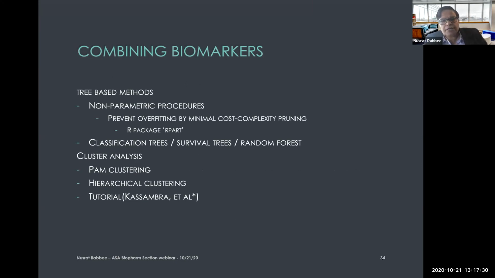And these are usually greedy algorithms, so it's a divide and conquer strategy. I use first the R package rpart, which is very rudimentary and basic, and it prevents overfitting from minimal cost complexity pruning. And I build up to classification trees and hazard survival trees, and then the ensemble of trees like random forest. The cluster analyses I also introduced.